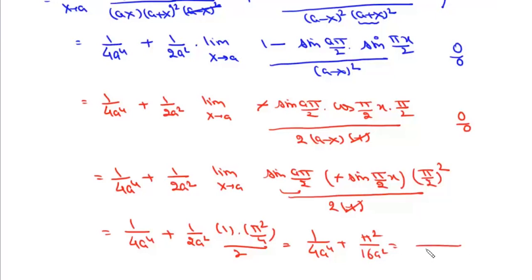16a square. So we'll take this LCM. So it will be this 16a to the power 4, and then it will be 4 plus pi square into a square. And that is the answer to this limit.